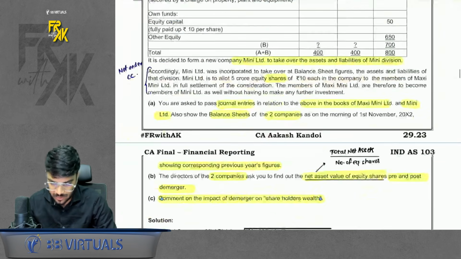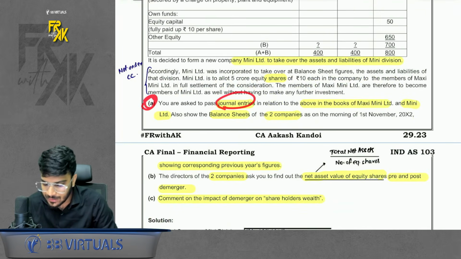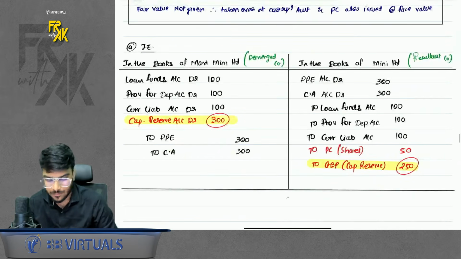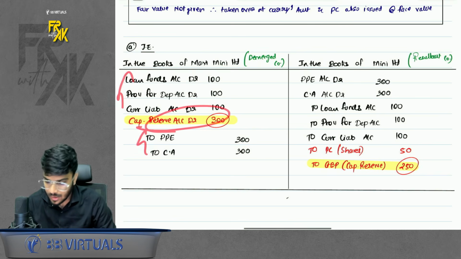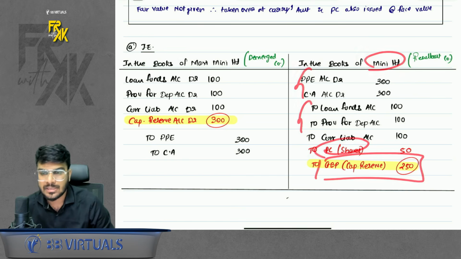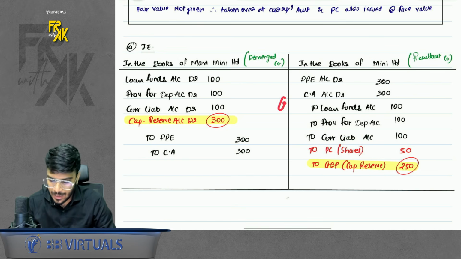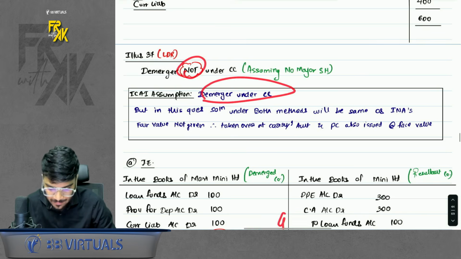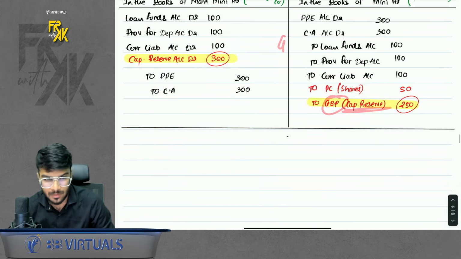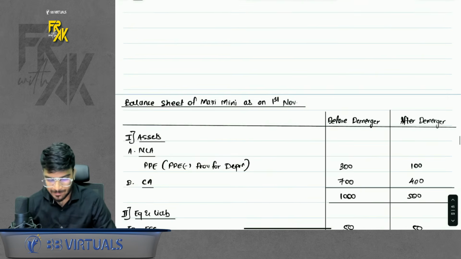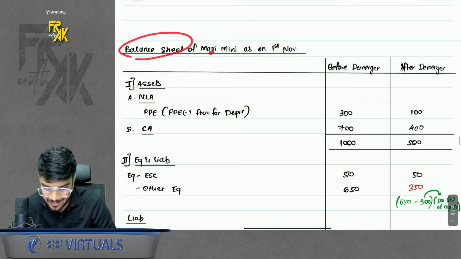Anyway, so now what is asked? In the first part, they have asked the entries in the books of Maxi Mini and also the balance sheet of the two companies. So how will the entry come? Maxi Mini, the old company: remove the liabilities, remove the assets, difference capital reserve. The new company: record the asset, record the liability, issue the PC, difference GBP or goodwill or capital reserve, whatever it is. I am using the word GBP because I had assumed not under common control. If you are taking ICI's assumption, you can write only capital reserve here, because in that case goodwill won't come.